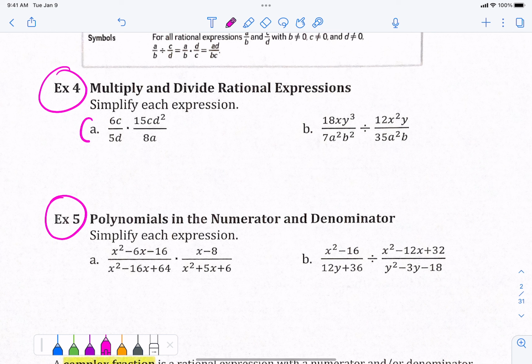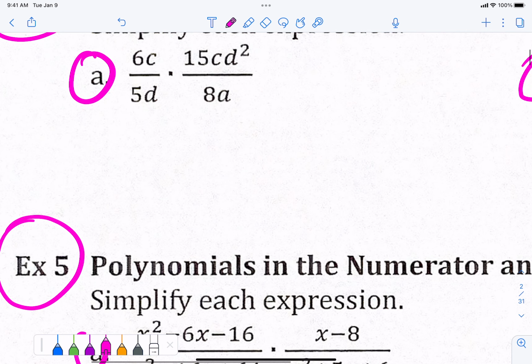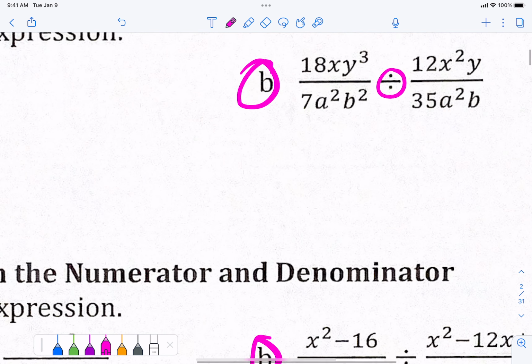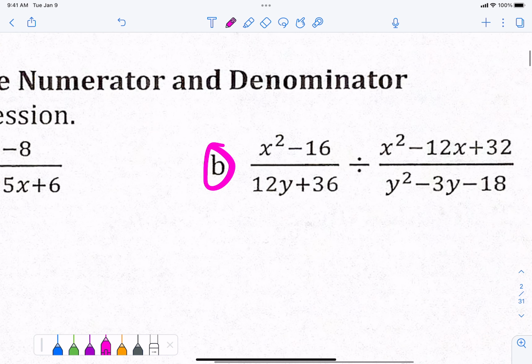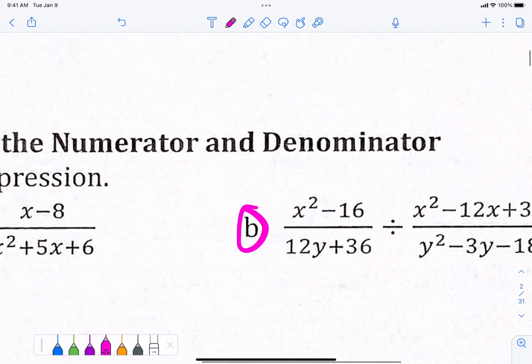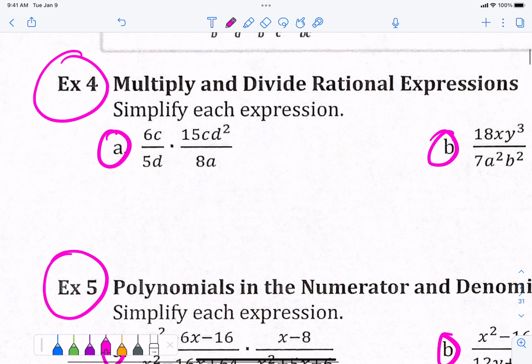Let's look at these four problems. So we have A and B and A and B here. And let's talk about the differences between these guys, right? This one we are multiplying. Do you see that dot? Okay? This one we are dividing. Yeah? Here we are multiplying again, and here we are dividing. But let's talk about what we're multiplying and dividing. Okay? These guys right here.